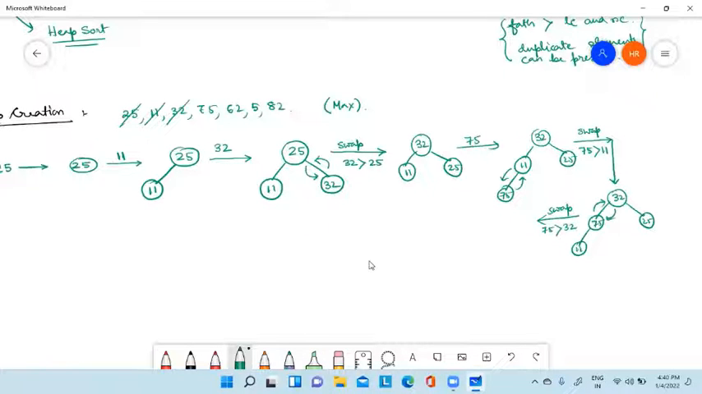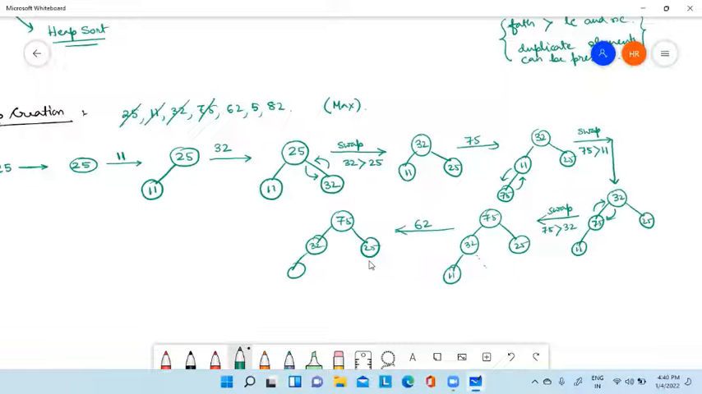So then it becomes 75. There comes 32, 11, this side 25. Now again it is a max heap. Done. Next is 62. This 62 will be added into this position. Okay. So 75, 32, this side 25, 11, 62.